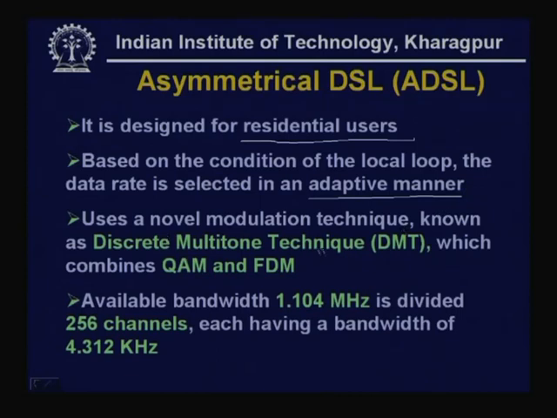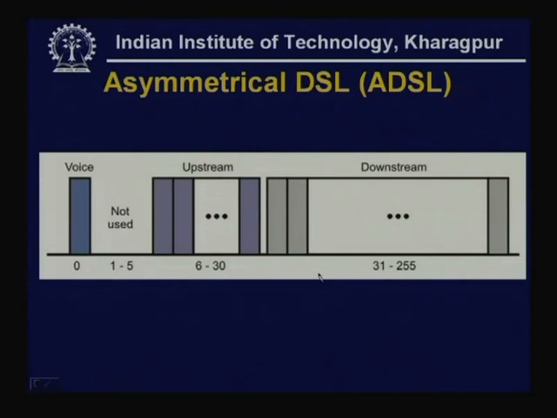as discrete multitone technique, DMT, which I shall explain in detail, which uses a combination of QAM, quadrature amplitude modulation, and frequency division multiplexing. And as we shall see, the available bandwidth is 1.104 megahertz, which is divided into 256 channels, each having bandwidth of 4.312 kilohertz. So, the entire bandwidth is divided into 256 channels, out of which channel 0 is dedicated for voice, channel 1 to 5 is not used, it has been left for future.